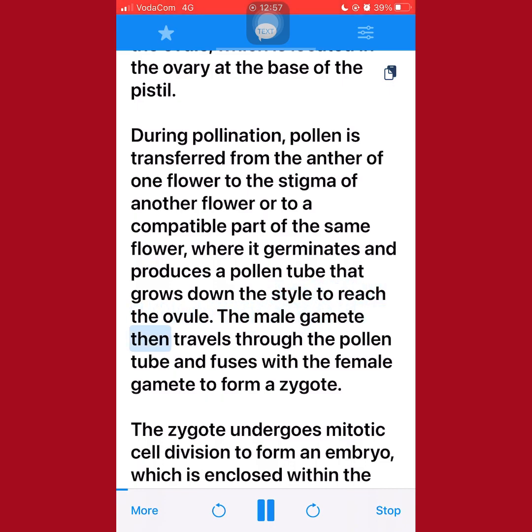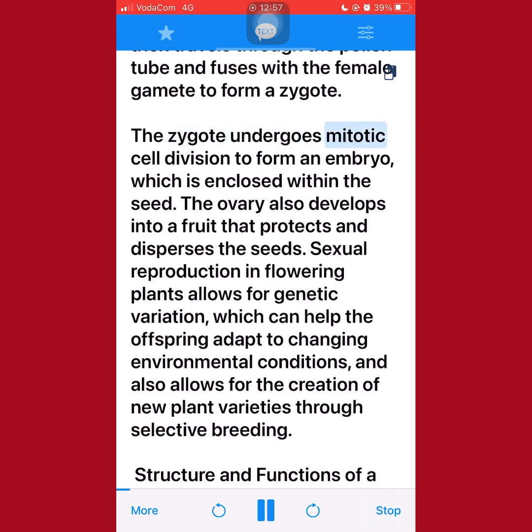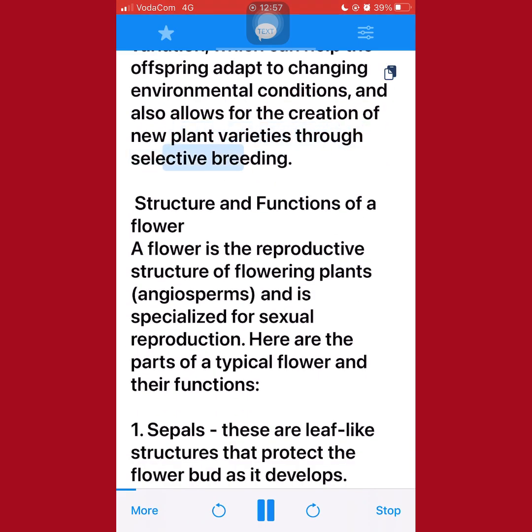The male gamete then travels through the pollen tube and fuses with the female gamete to form a zygote. The zygote undergoes mitotic cell division to form an embryo, which is enclosed within the seed. The ovary also develops into a fruit that protects and disperses the seeds. Sexual reproduction in flowering plants allows for genetic variation, which can help the offspring adapt to changing environmental conditions, and also allows for the creation of new plant varieties through selective breeding.